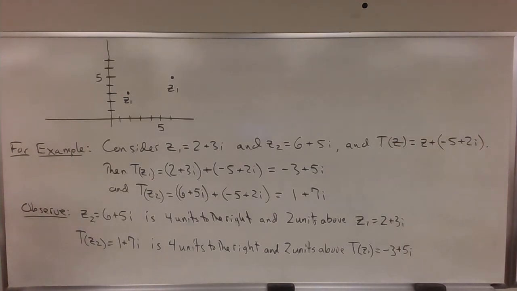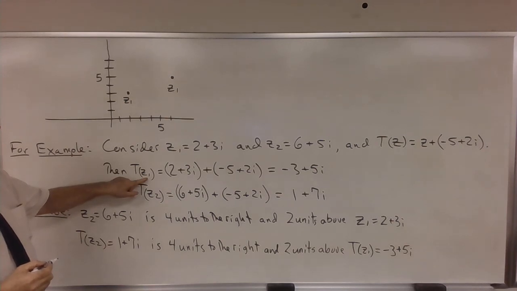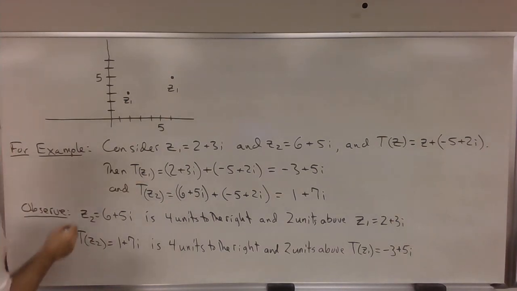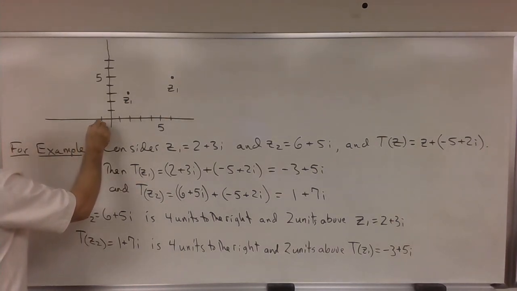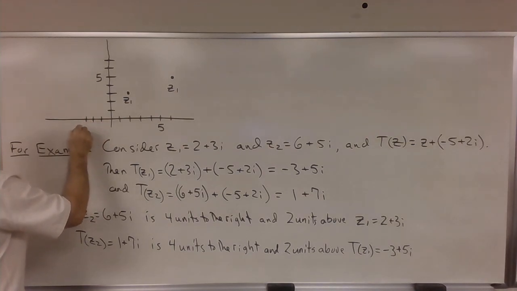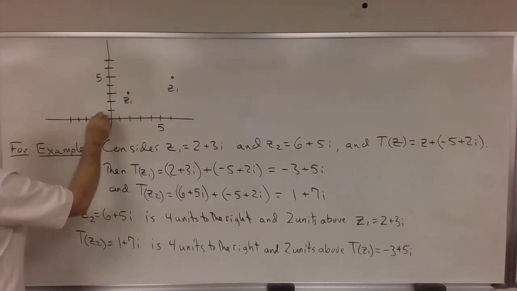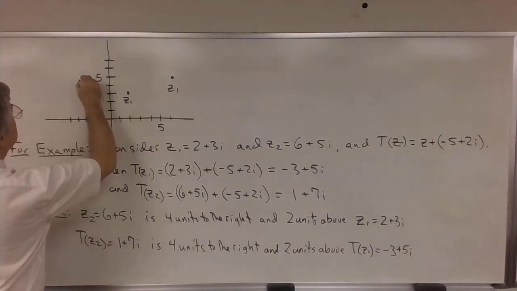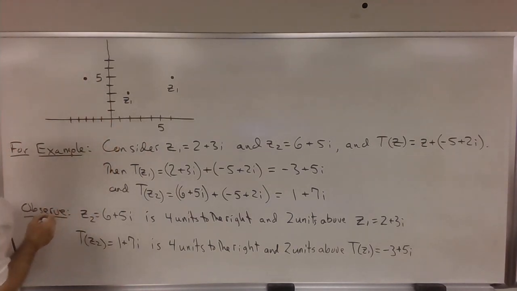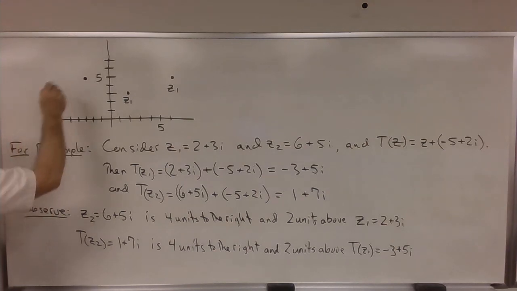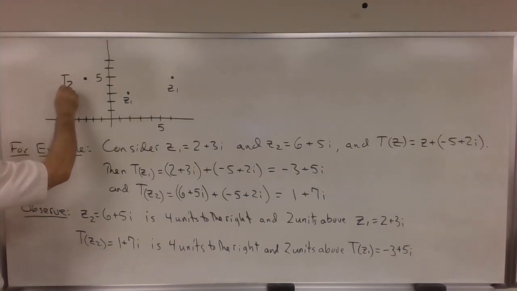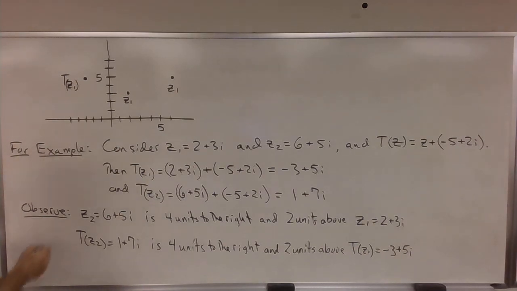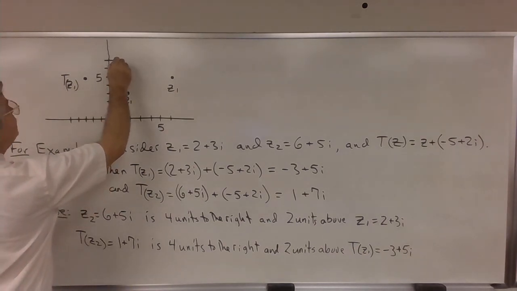And now what happens to these points when we translate them? T of Z1 is negative 3 plus 5i. So negative 3 plus 5i. This is T of Z1. And T of Z2, 1 plus 7i.